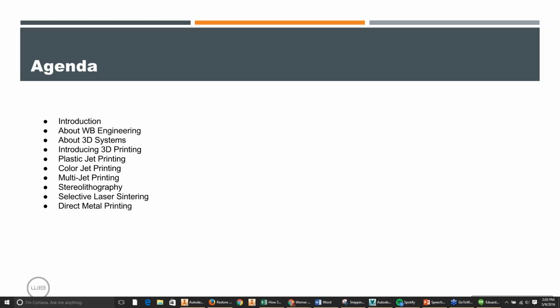So we're going to go into an introduction of 3D printing, and then we're going to go into a very, very high level description of plastic jet printing, color jet printing, multi-jet printing, stereolithography, selective laser sintering, and then direct metal printing.